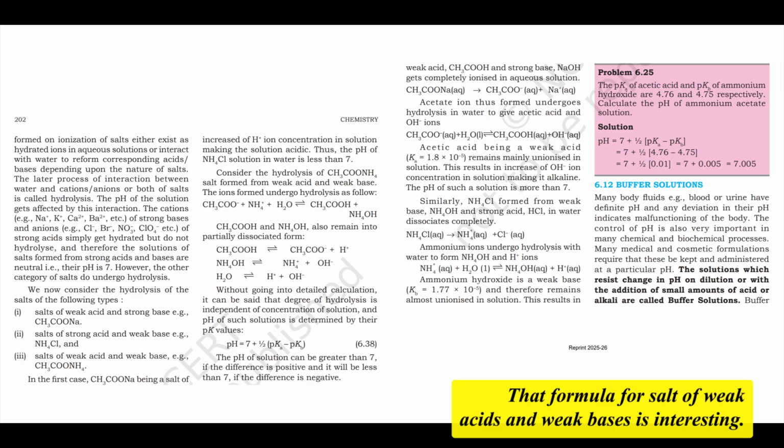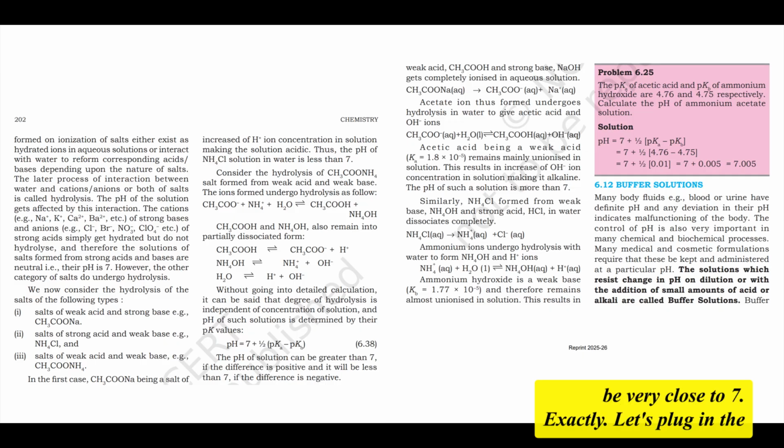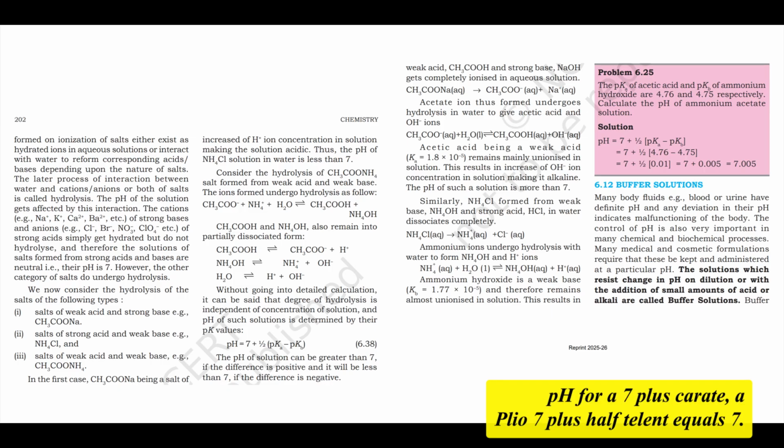That formula for salts of weak acids and weak bases is interesting. So for ammonium acetate, since pKa and pKb are almost identical, the pH should be very close to 7. Exactly. Let's plug in the values for ammonium acetate. The pKa of acetic acid is 4.76 and the pKb of ammonia is 4.75. pH = 7 + 1/2(pKb - pKa) = 7 + 0.005 = 7.005.